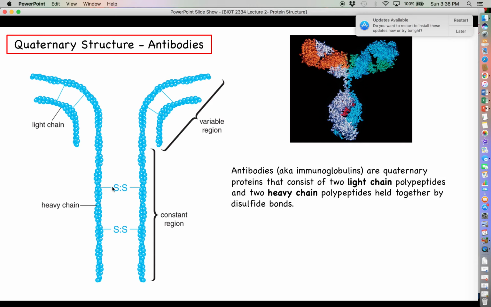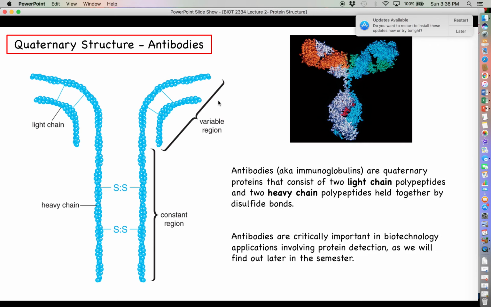And you'll notice that the 2 heavy chains, and then the heavy chain and the light chains, are stuck together by disulfide bonds. You have a cysteine side chain here, a cysteine side chain here, cysteine here, cysteine here, cysteine, and so on. So we'll talk about antibodies much later on and how critically important they are to specific biotech applications, most of which involve the detection of specific proteins, but that'll be a discussion for another day, so let's not worry about it just now.